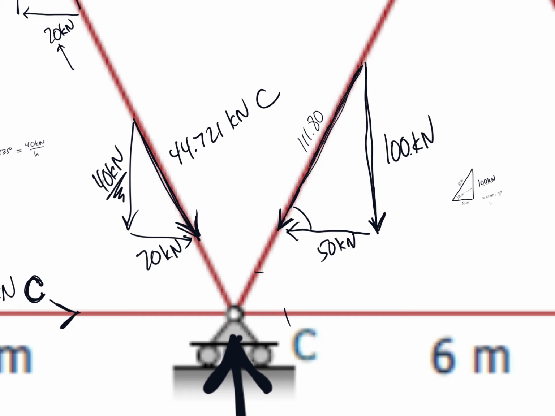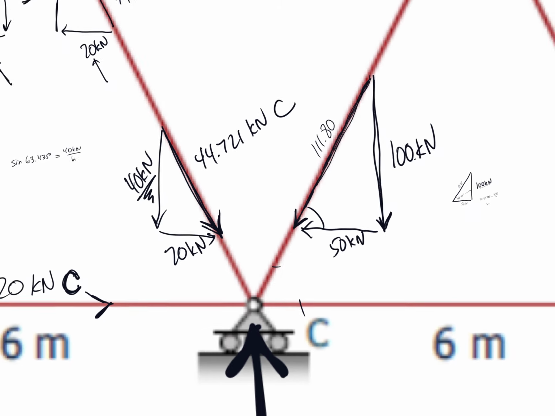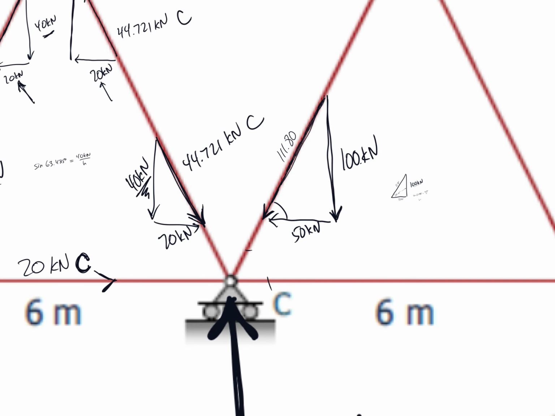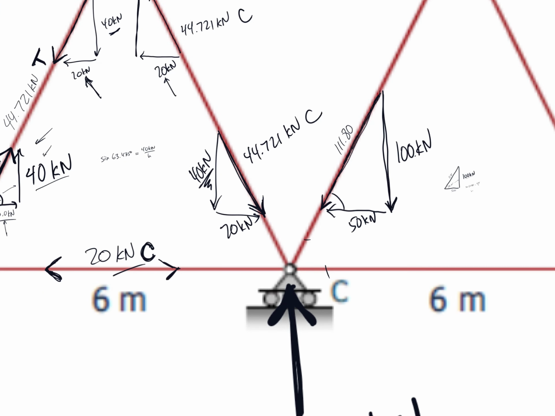All right, so anyway, there we go. In the verticals, we now add up. We've got 140 right here, and we've got 40 and 100 right there. In the horizontals, we've got 20 to the right, 20 to the right, 50 to the left. So that means we need 10 more to the left.